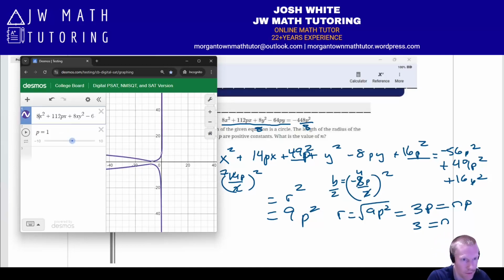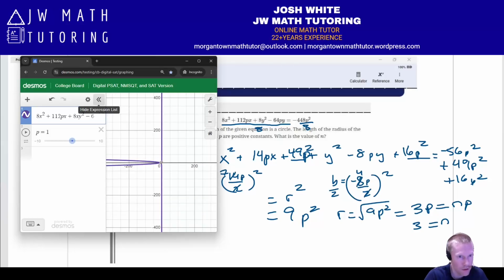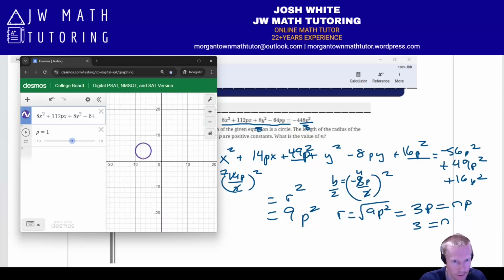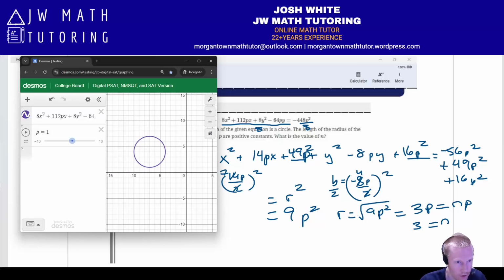So let's see here. 8, 48p squared. Why is it not giving me a circle here? Oh, it's because I put an extra x in there. All right, there we go. Fixed. All right, so here is our circle.